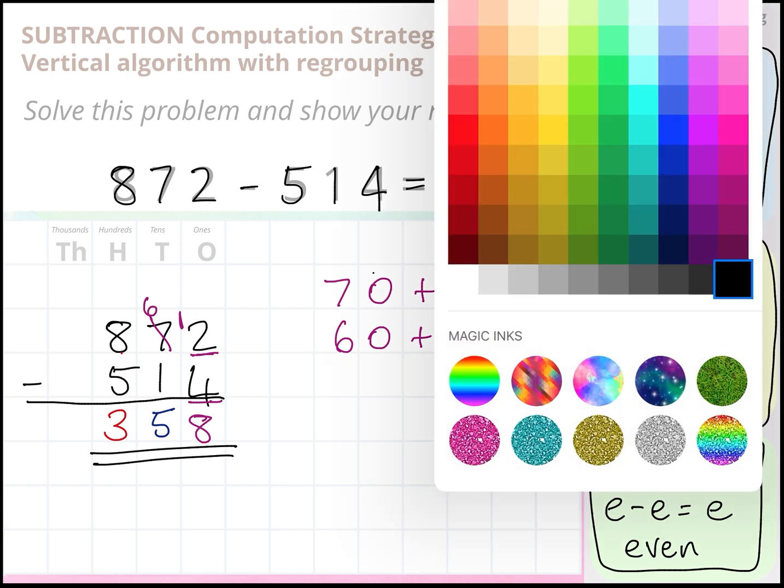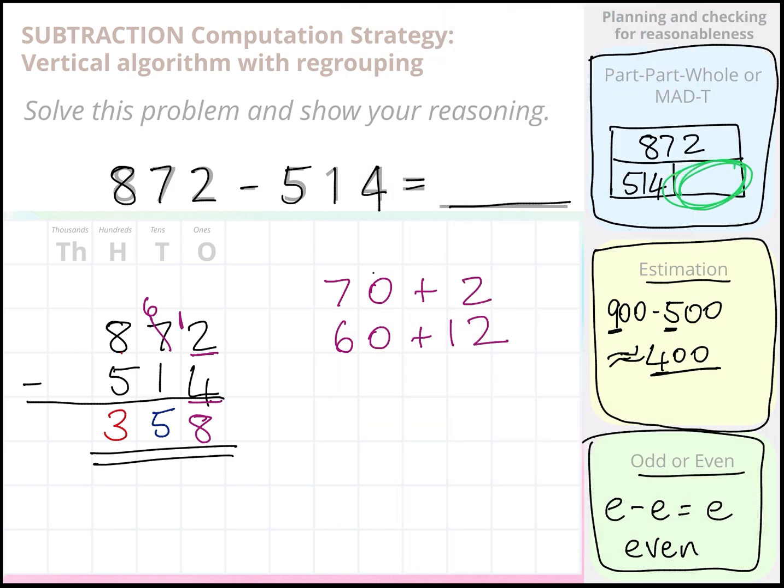Let's see when we have a look at our planning and checking for reasonableness and see if our answer makes sense. So this answer here is less than 872, so I'm happy about that. 358 is around about 400, I'm happy with that. And 358 is even, I'm happy with that. I'm ready to do the next question.